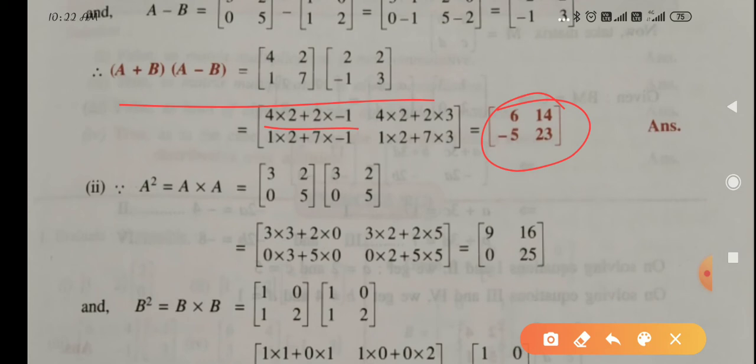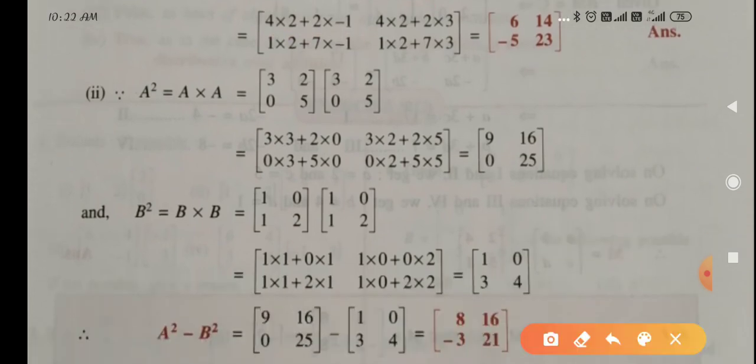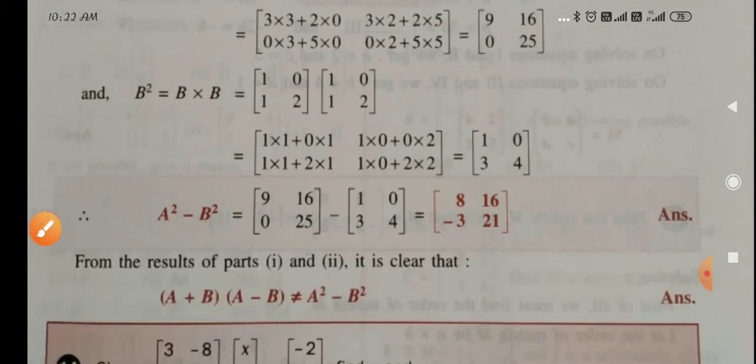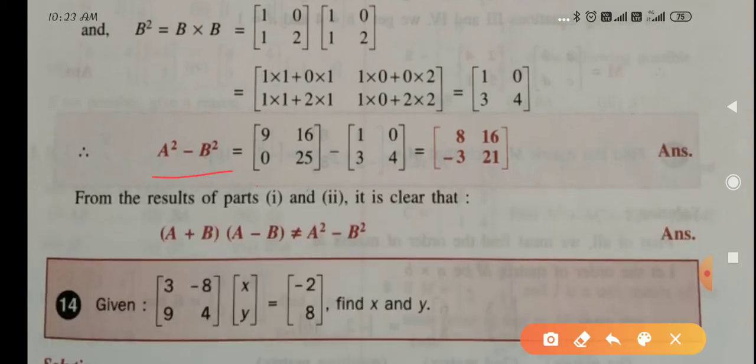Now you find A square. A multiplied by A gives 9, 0, 16, 25. The multiplication method I told you. B square, B multiplied by B, you will get 1, 0, 3, 4. Now you subtract both, A square minus B square. So 9 minus 1 is 8, 16 minus 0 is 16, 0 minus 3 is minus 3, 25 minus 4 is 21.